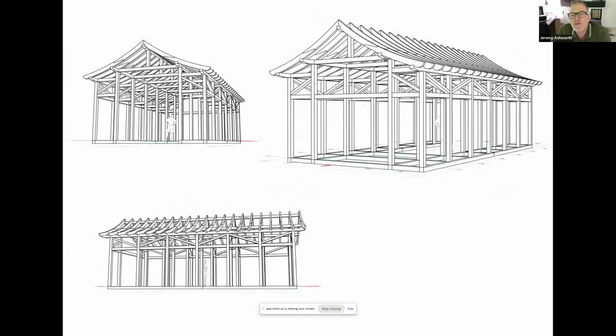And now we're moving on to some Carpenter Oak drawings. So I'll hand over to Luke.